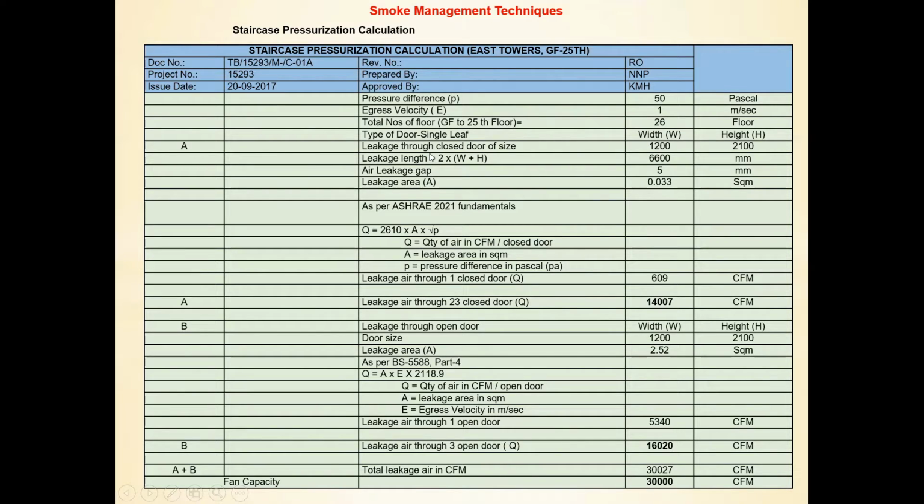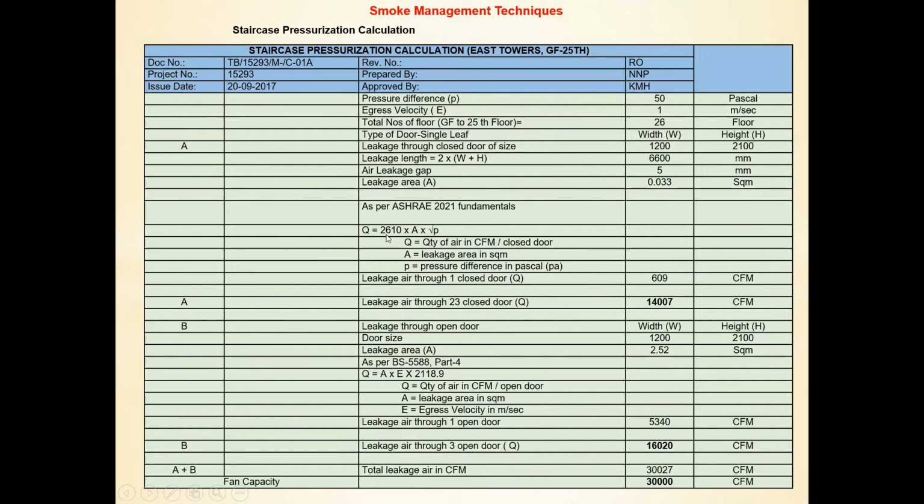So how do we calculate the leakage across the closed doors? We have to find out the air leakage gap, which is the perimeter, that is 2 into (W plus H). So we are considering a door size of 1200 by 2100. Putting these values in this formula, we get the total leakage length of 6600 mm, and then considering an air leakage gap of 5 mm, the total leakage area works out to 0.033 square meter.